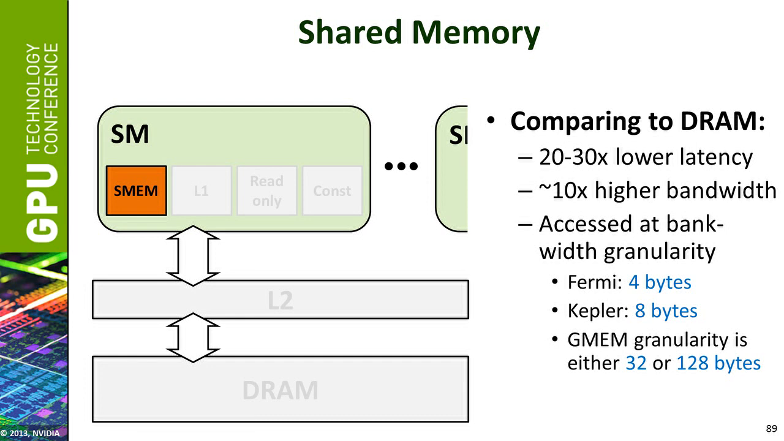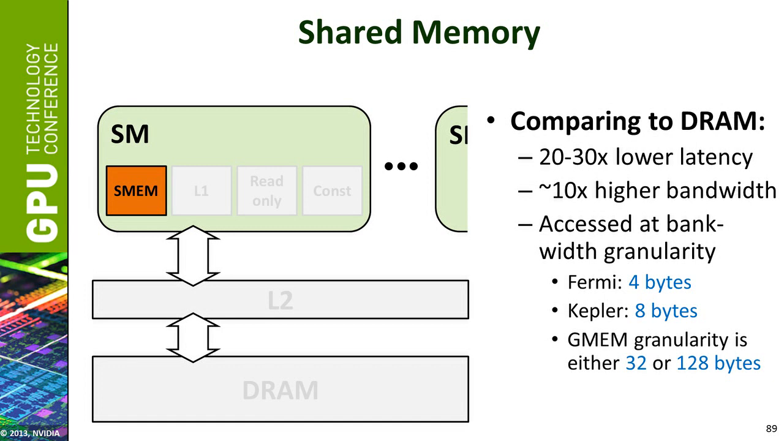It has 20 to 30 times lower latency than accessing DRAM. It also has about an order of magnitude more bandwidth than DRAM. Comparing shared memory to level 2 cache, latency-wise it's about 5 times lower, so 10 to 15 times lower latency. If I think about DRAM and L2, L2 has roughly half the latency of DRAM and roughly twice the bandwidth of DRAM. So you take these values and divide by 2, and you get the relationship of shared memory to L2 cache.